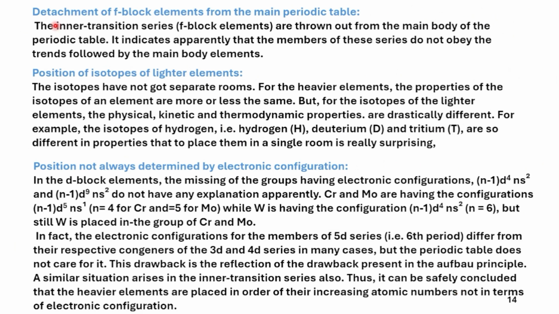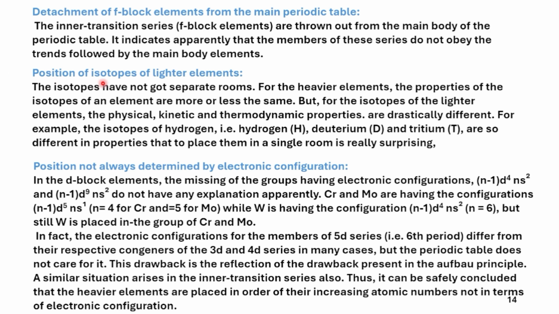Next one is the detachment of f block elements from the main periodic table. The inner transition series, that is the f block elements, are thrown out from the main body of the periodic table. It indicates apparently that the members of this series do not obey the trends followed by the main body elements.